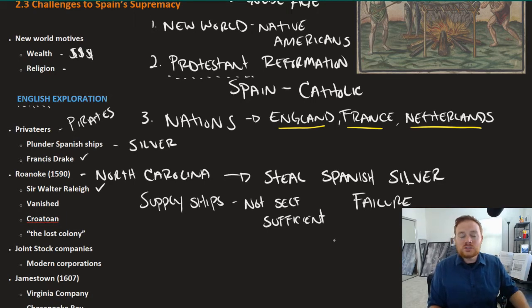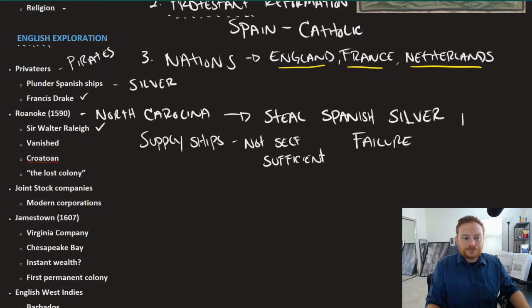The people there could not properly maintain themselves, in a lot of cases having to rely not just upon the supply ships, but also the native or indigenous population there. When the Spanish Armada attacked in 1588, that disrupted the supply ships. And when the war was over by the 1590s, when English explorers arrived at Roanoke, everybody had vanished. Still to this day, we don't know what happened to the people at the Roanoke colony. It's sometimes referred to as the Lost Colony because when those ships got back there again, it was completely abandoned.